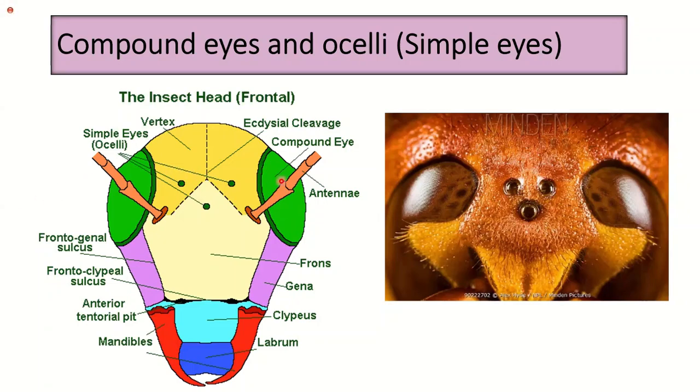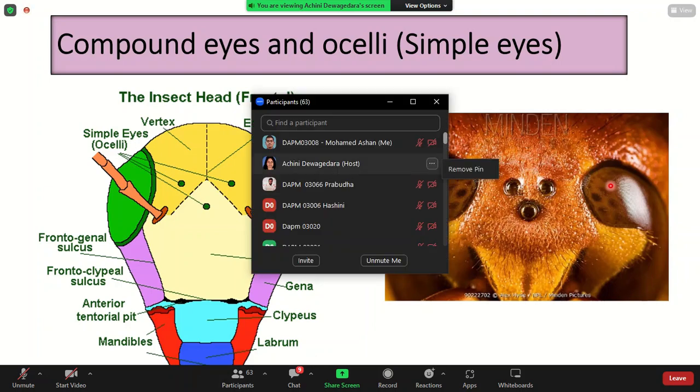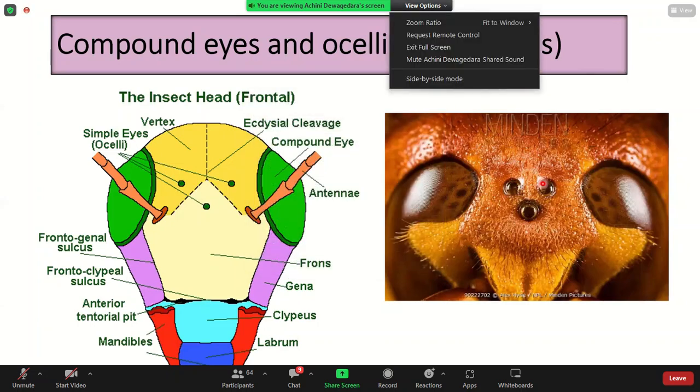So these are the compound eyes. And these three you see at the center are the simple eyes, right? Compared to simple eyes, compound eyes are more modified. If we compare these two types, compound eyes are more modified. They give a much more clear image compared to simple eyes, right?